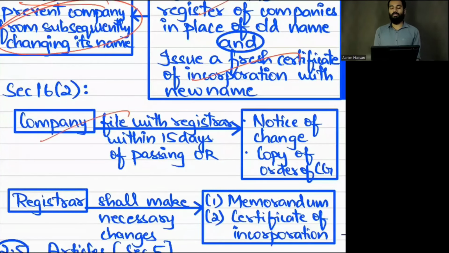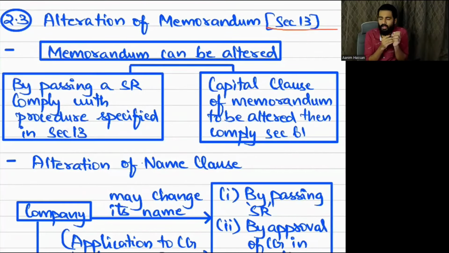The company files with the registrar, within 15 days of passing the ordinary resolution, a notice of change and a copy of the order of CG. The registrar shall make the necessary changes in the memorandum and certificate of incorporation. Yes or no? Yes.